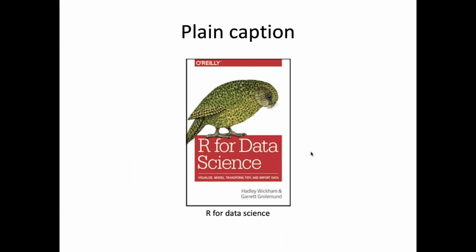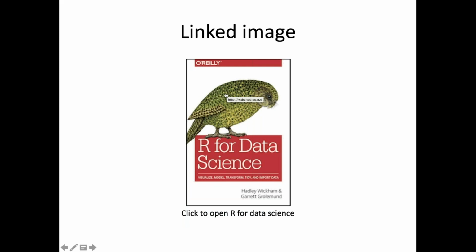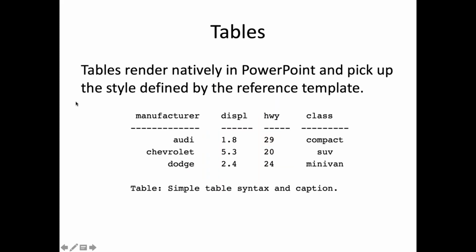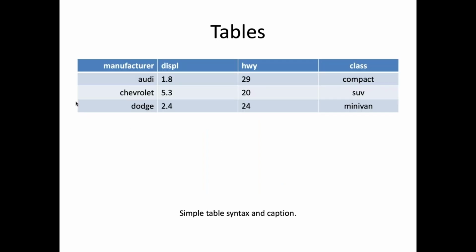You can add captions to images. You can add a linked caption to the image. Or you can link the image. In this case, what happens is if I click this image, this will take me to the R for Data Science page. It supports tables. So you write your tables in Markdown code that looks like this, and they get rendered like this. Notice there's a caption down here.